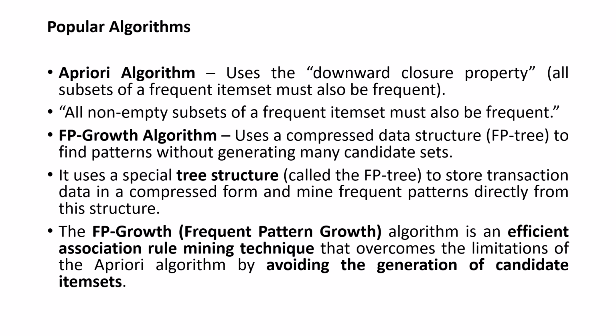Out of these two algorithms, the FP growth, frequent pattern growth algorithm, is considered to be an efficient association rule mining technique which overcomes the limitations of the Apriori algorithm. So what are the limitations we are facing in the Apriori algorithm? We are generating the candidate item sets again and again. This we have overcome in the FP growth algorithm.